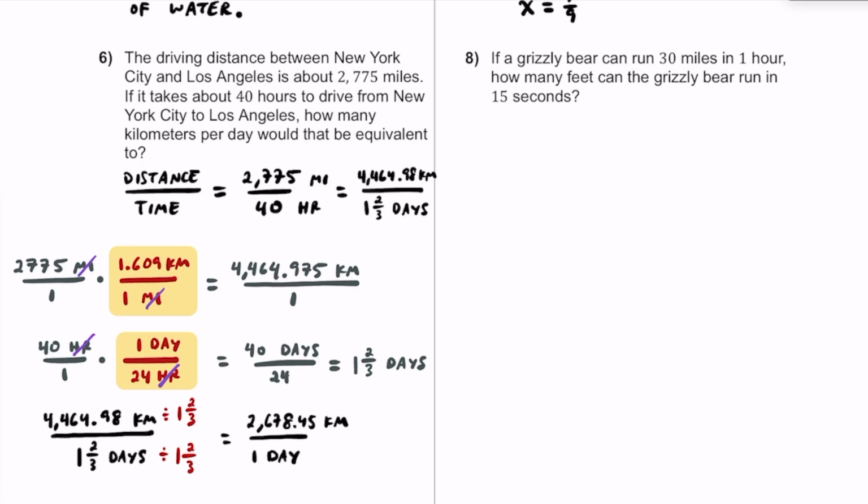In number 8, if a grizzly bear can run 30 miles in 1 hour, the question is how many feet can the grizzly bear run in 15 seconds?